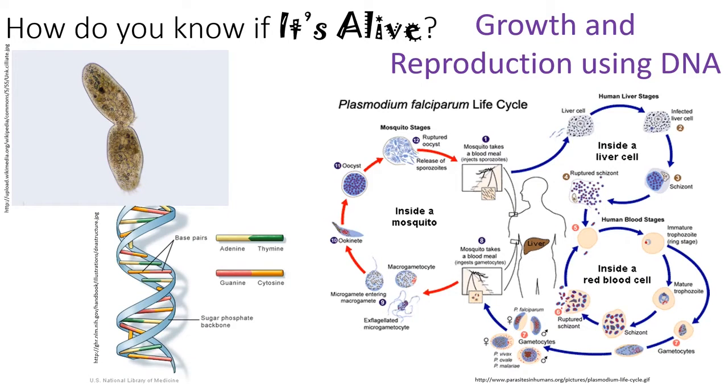All organisms that we know of grow and reproduce, and that reproduction is done using DNA. DNA is the information or the instruction book for the cell. So, unlike us, we go read a book and then we know what to do. Our cell uses DNA to know what to do. Those are the instructions it gets.